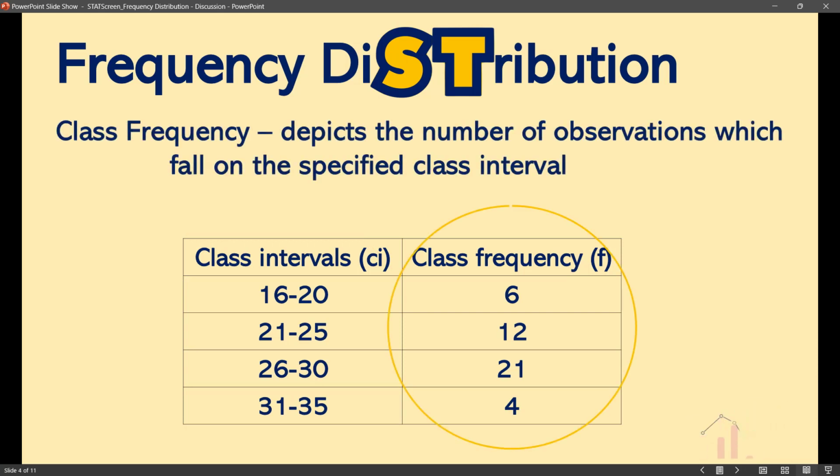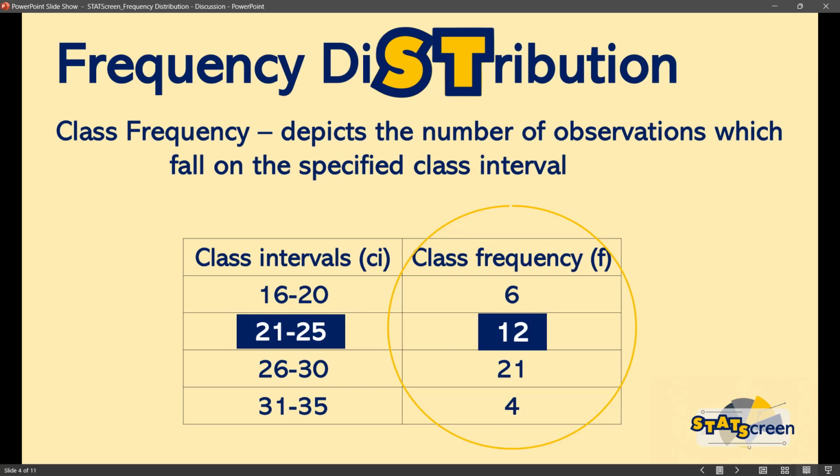The class frequency, on the other hand, signifies the number of observations which fall in a specific class interval. Later, we are going to determine the class frequency for each class interval. But for this example, let's say for the class interval 21 to 25, the class frequency is 12. Or in short, there are 12 observations falling in this interval.